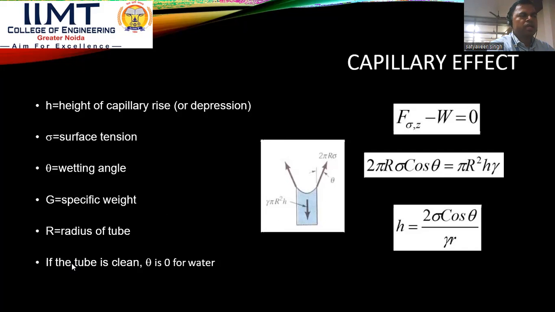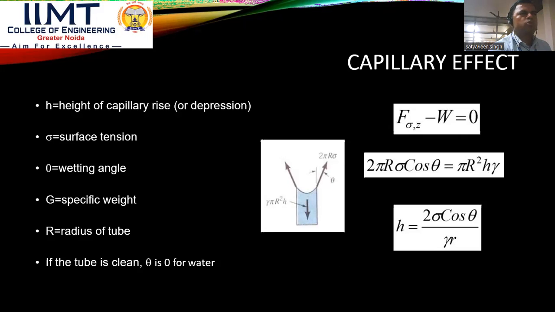So we can see that if the capillary tube is clean, then theta is 0 for water. We have a formula for calculating the capillary rise or fall. This is h equal to 2 sigma cos theta upon gamma r, where gamma is the specific weight, r is the radius of the capillary tube here, sigma is the surface tension, and h is the capillary rise or fall in this case. Basically, capillary rise and fall can be calculated on the basis of this formula, h equal to 2 sigma cos theta upon gamma r.